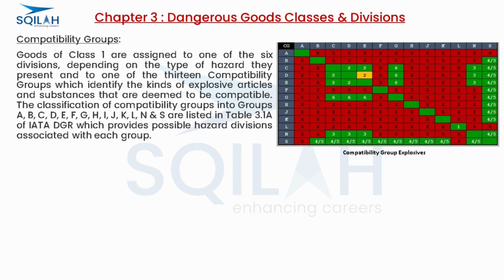Compatibility groups. Goods of Class 1 are assigned to one of the 6 divisions, depending on the type of hazard they present, and to one of the 13 compatibility groups, which identify the kinds of explosive articles and substances that are deemed to be compatible. The classification of compatibility groups into groups A, B, C, D, E, F, G, H, J, K, L, N and S are listed in Table 3.1a of IATA DGR, which provides possible hazard divisions associated with each group.